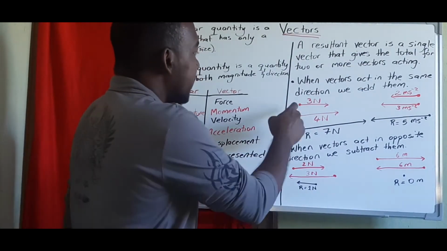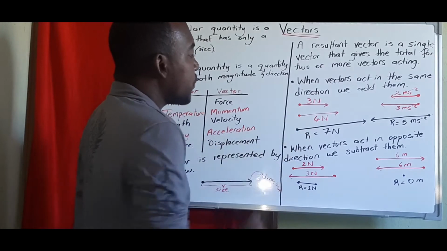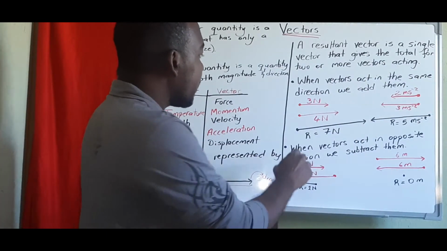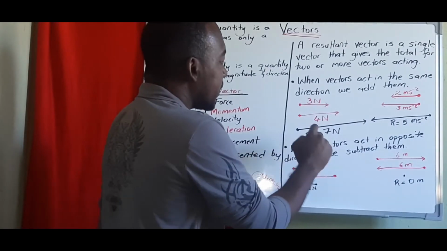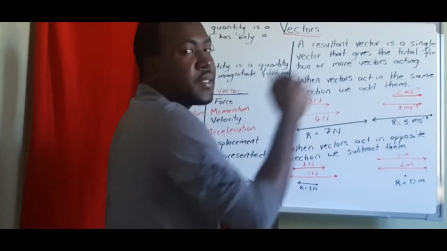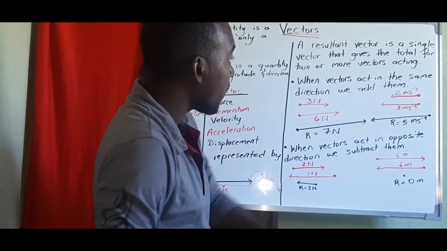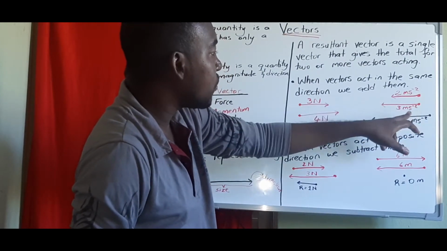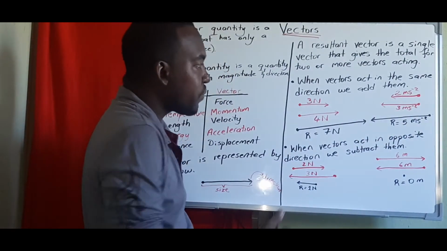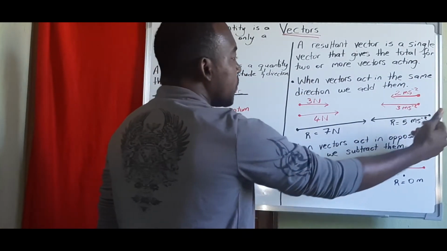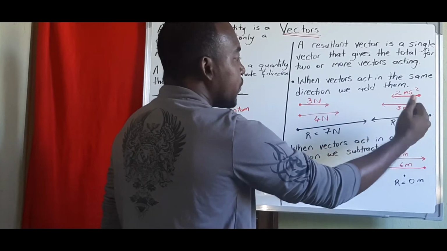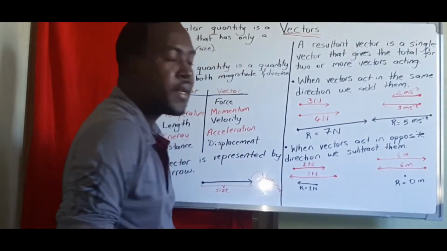We know that if they are going in the same direction, to get the resultant vector, we add. So in this case, we have 3 and 4 newtons going to the right. Therefore, our resultant would be 3 plus 4, which is 7 newtons, and it's also going in the same direction, which is right. And in this case, we have 2 and 3 meters per second squared acceleration going to the left. So the resultant will be 3 plus 2, which is 5, also going to the left.